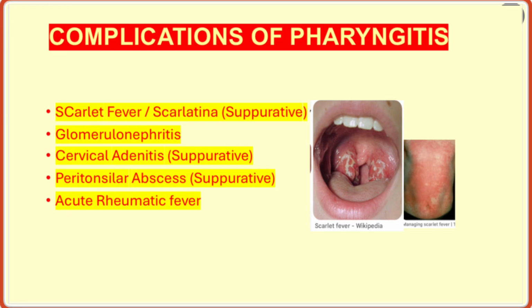Next are the complications of pharyngitis. Untreated pharyngitis can lead to very serious complications, which involve suppurative complications and non-suppurative complications. Suppurative, we know the meaning, which is pus formation, but there is another meaning to it. Suppurative complications happen directly because of the pharyngeal infection, while non-suppurative complications happen because of the immune response to the acute infection. So first is scarlet fever or scarlatina, and that is usually suppurative. So there is pus formation.